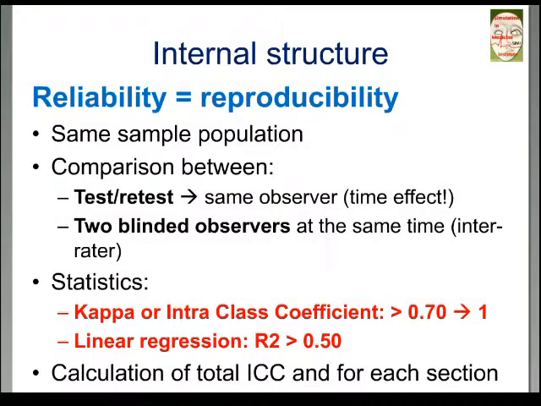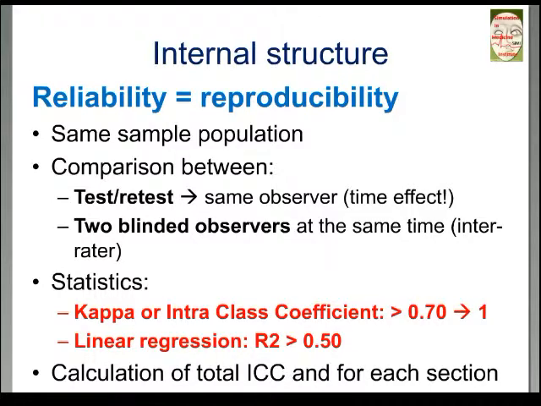Statistics commonly use the kappa coefficient if it is a qualitative variable and the intraclass coefficient for a quantitative variable. In both cases, it is desirable to have a coefficient above 0.7. The higher the coefficient, the more reproducible the scale. You can also carry out a linear regression and calculate the equation of the line, aiming for an R-square factor above 0.5.